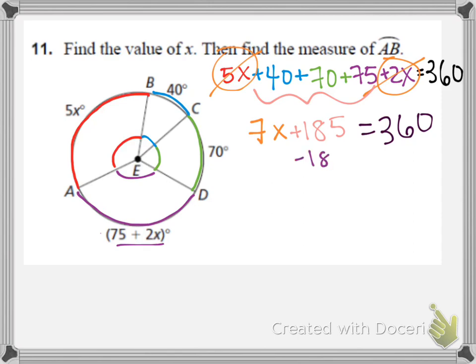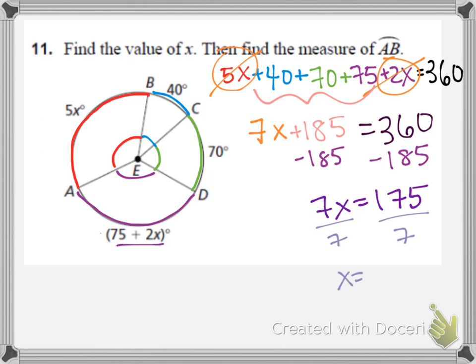Now we can subtract. So we're going to have 7x equals 175. The last step is to divide by 7. 7 goes into 17 twice with 3 left over. And then 7 goes into 35 5 times. So x is 25. Then we want to make sure we answer the whole question.